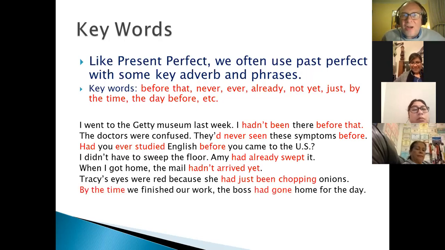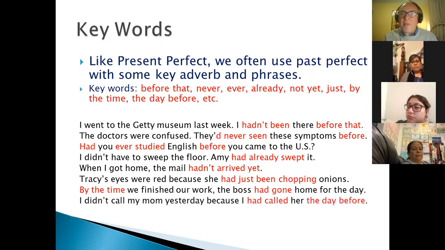By the time we finished our work, the boss had gone home for the day. Again, two actions. First, the boss went home. Then we finished our work. I didn't call my mom yesterday because I had called her the day before. And again, two days. Yesterday, simple past. The day before yesterday, past perfect. Good.